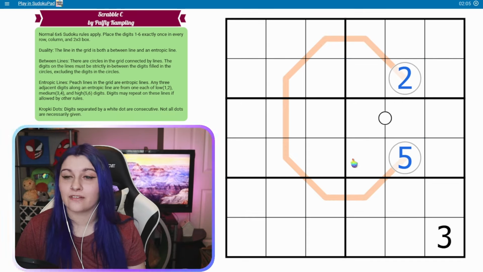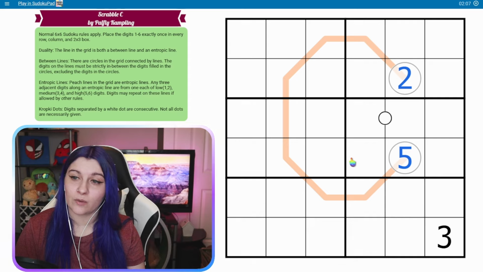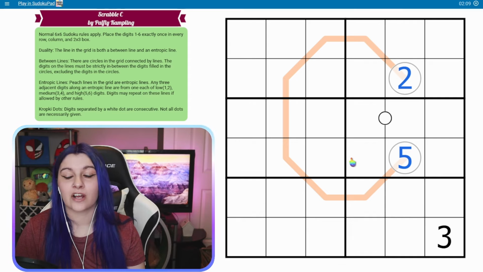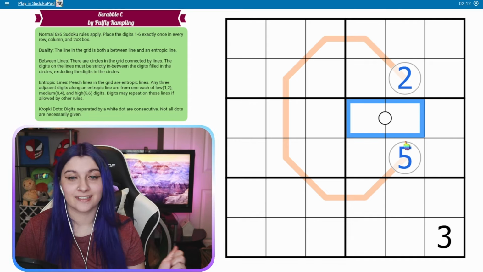We also have Kropki dots. Digits separated by a white dot are consecutive. Not all dots are necessarily given. So these two numbers are consecutive.